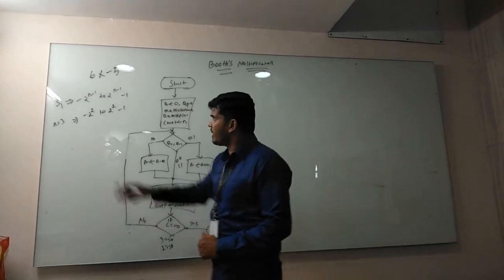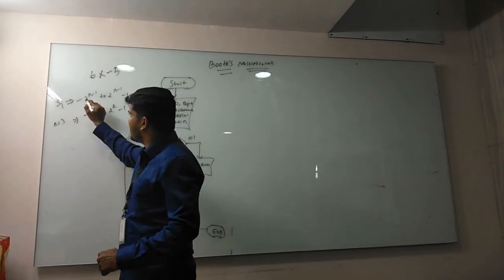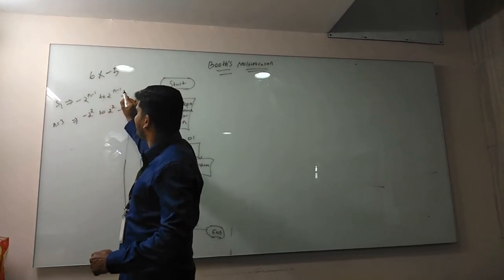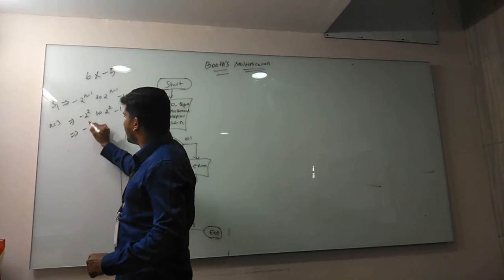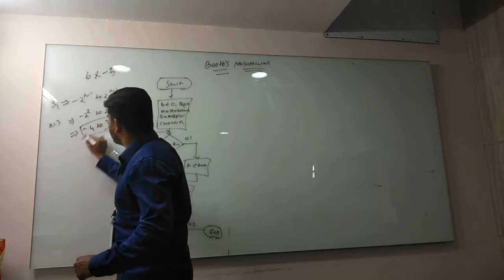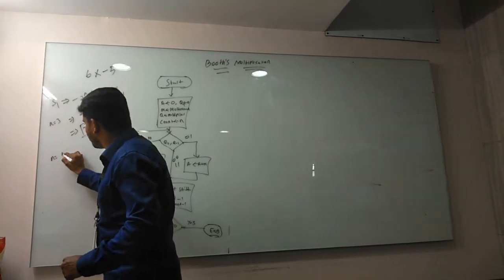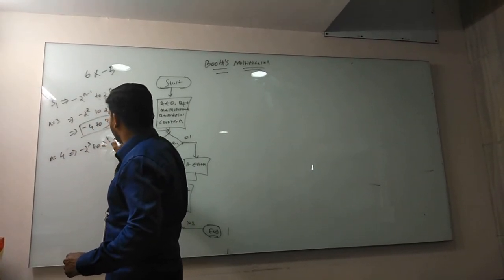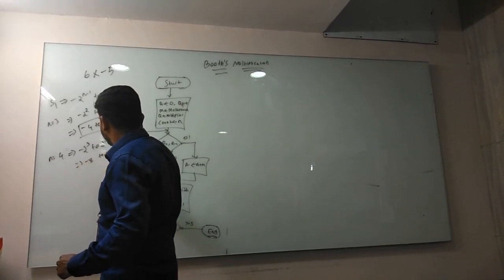How many bits are required to solve this particular problem? Step number one is minus 2 to the power of n minus 1 to plus 2 to the power of n minus 1 minus 1. We'll begin with n as 3. So it is minus 4 to plus 3. Both the numbers are not falling in the range, so we will not consider n as 3. So n equals 4. Minus 2 to the power of 4 minus 1 to plus 2 to the power of 4 minus 1 minus 1. That is minus 8 to plus 7.